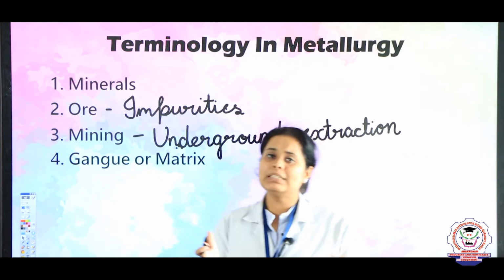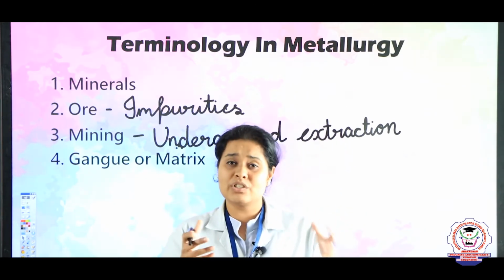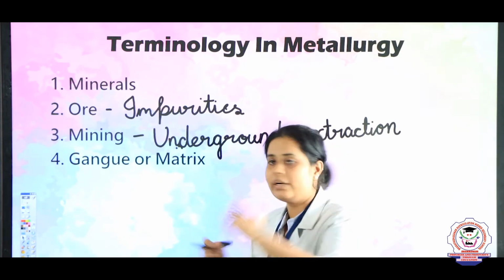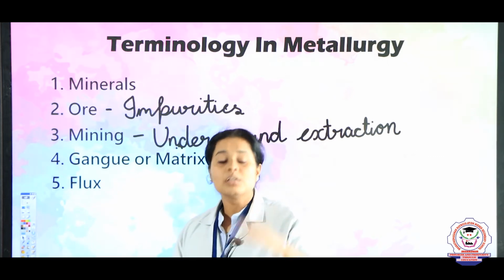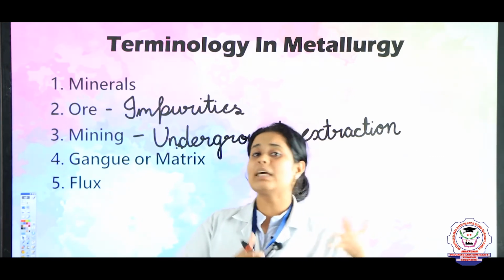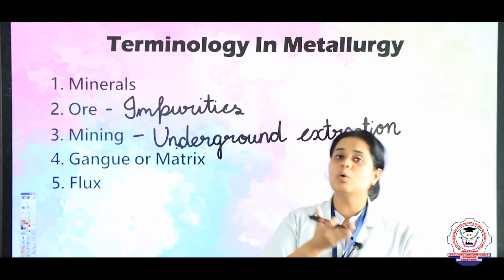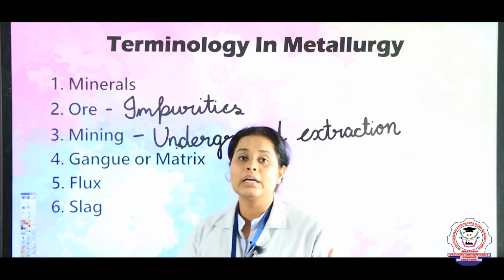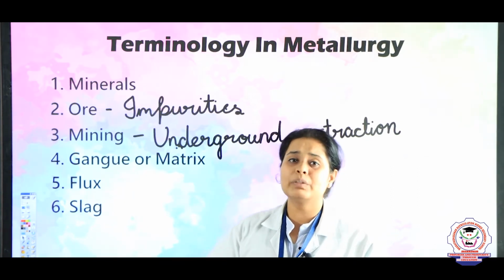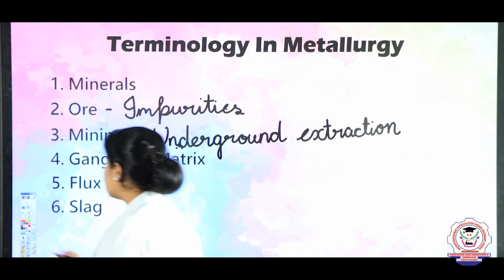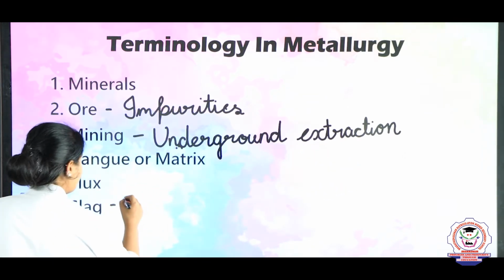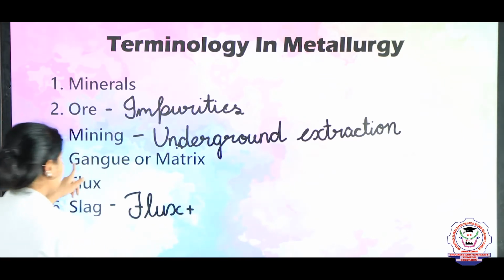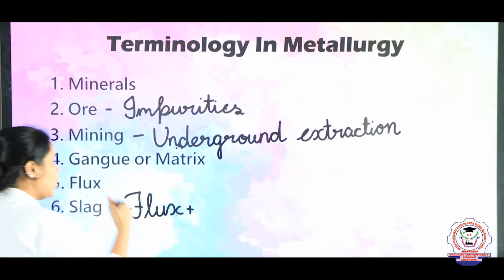Gangue and matrix is a solid form of impure substance which you get in your mineral ore, and it will always be in solid form. Then flux. Flux is a substance which forms a little bit of a molten substance in the presence of both the mineral and the impurities. The sixth one is slag. Slag is a molten form of the mineral plus the gangue. So you can write slag as flux plus the gangue particle, which is the impure substance.